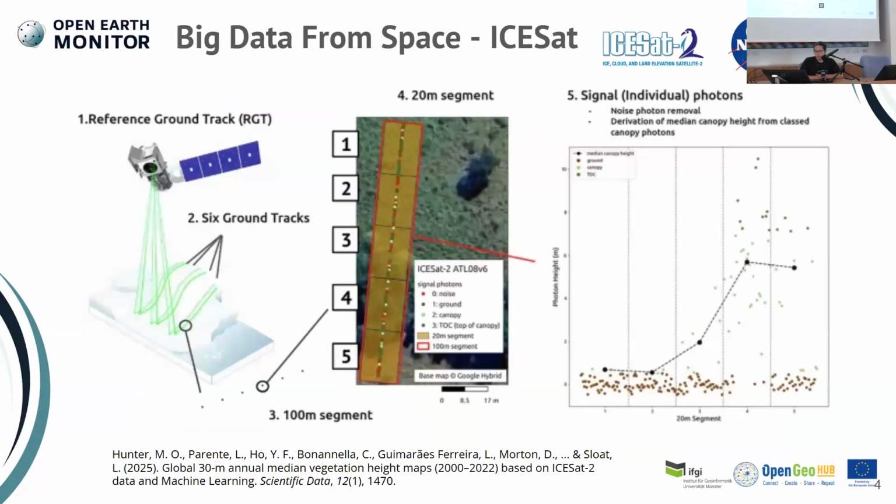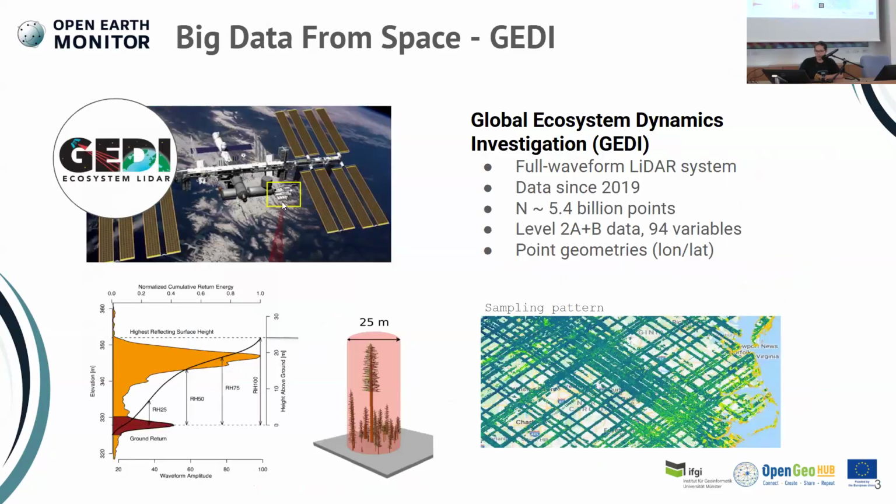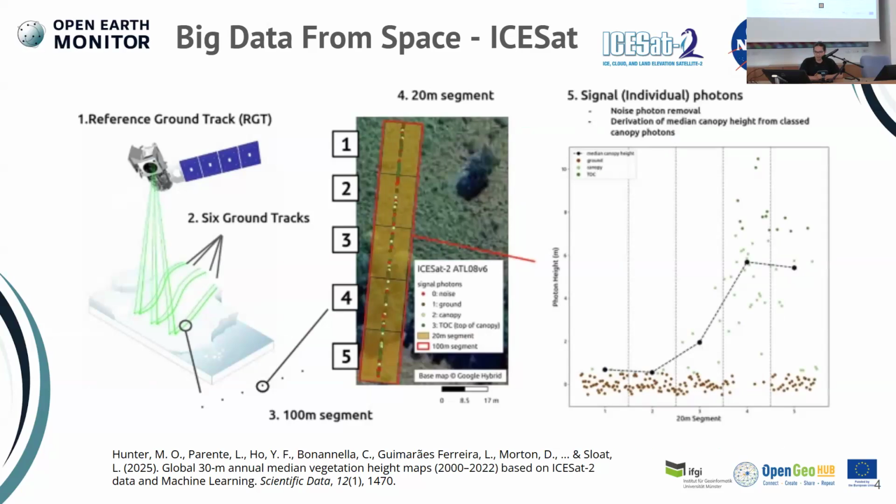Another spaceborne LiDAR is ICESat-2, also from NASA. These two products are also from NASA. GEDI, as I forgot to mention, is attached to the International Space Station, so it is operated by the space station whenever it flies. ICESat-2, by contrast, is an individual satellite with its own solar panel to get energy from the sun. This data has 6 photon tracks.